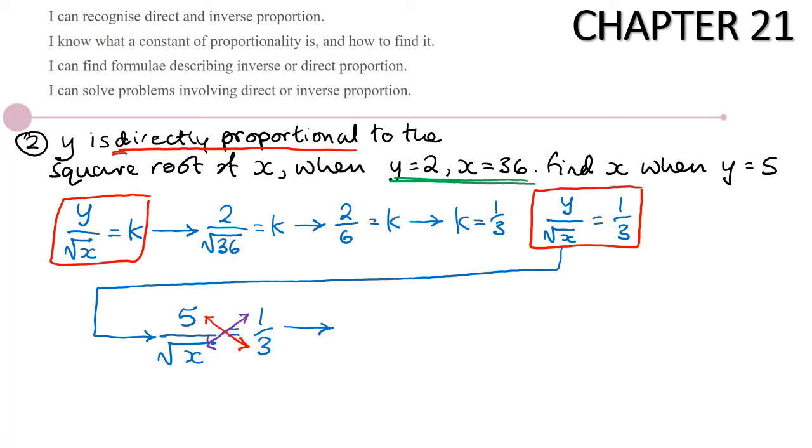If you're not sure about it, then you start by multiplying both sides by 3 and then multiplying both sides by the square root of x, and what you'll end up with is 15 equals the square root of x. So if I need to find x, I need to square both sides. So x equals 15 squared, so it's 225. So there's my final answer, that when y is 5, x is 225.